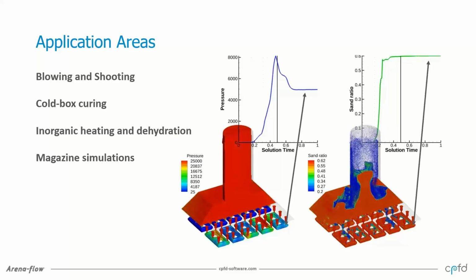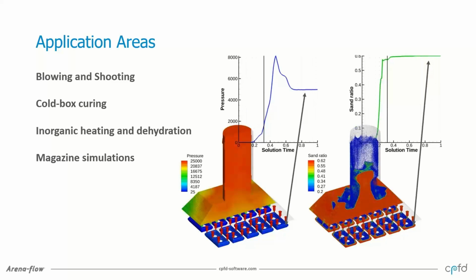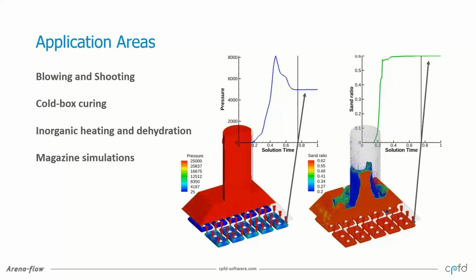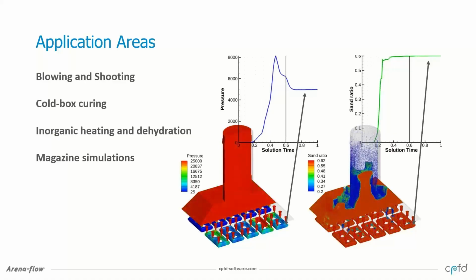And it's not just for individual cores. ArenaFlow is used to model full systems of magazines, looking at how the airflow interacts with the sand in the magazine, which could affect different cores differently.